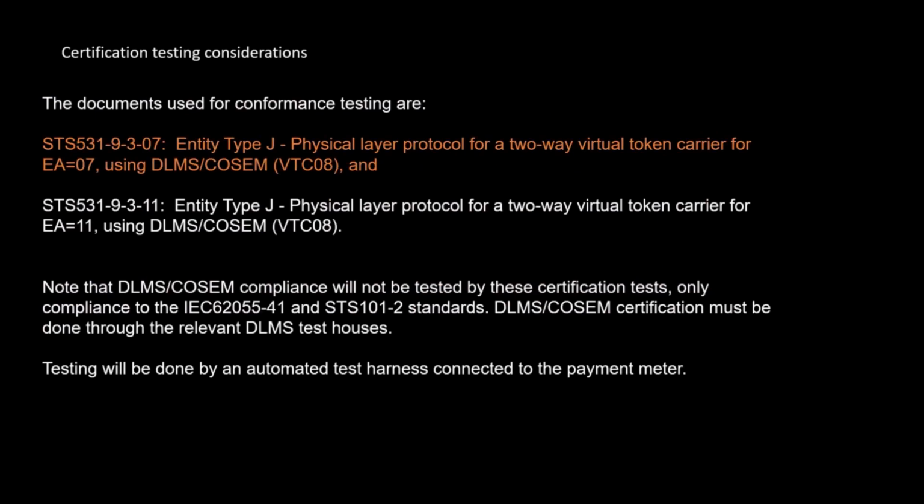The documents that are used for conformance testing are STS531-9-3-07 Entity Type J, which is Physical Layer Protocol for a two-way virtual token carrier for EA07 using DLMS COSEM, and that has been labeled VTC08. And there's also 531-9-3-11, which is the same thing but for EA encryption algorithm EA11.